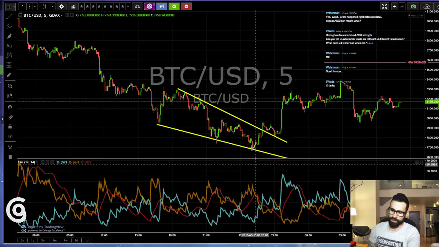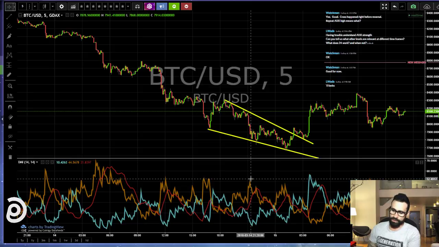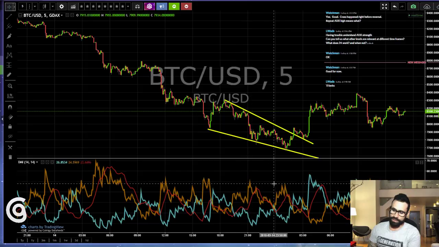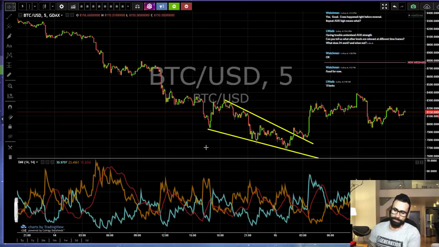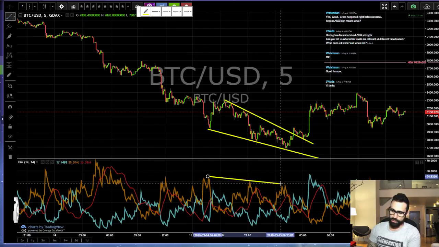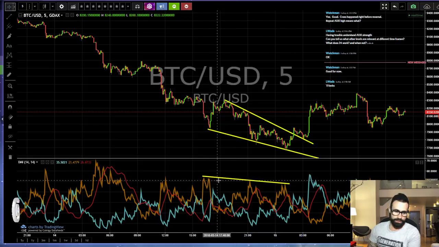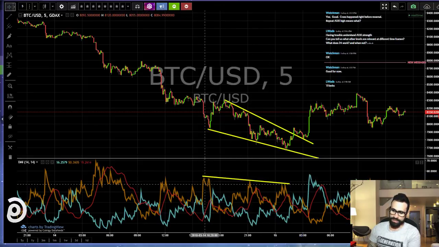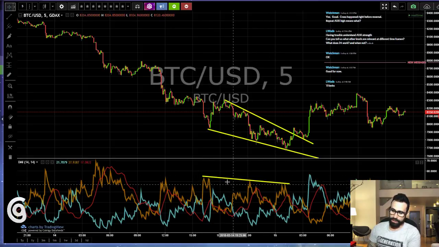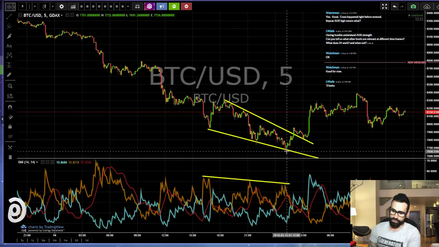And what I saw here was several things. One, we're making lower lows on the chart, but the DI negative is actually slowing down. What we're seeing here is lower and lower peaks on our negative directional index. So what that tells us is that the negative direction, the selling of BTC, was slowing down as we were making these lower lows.